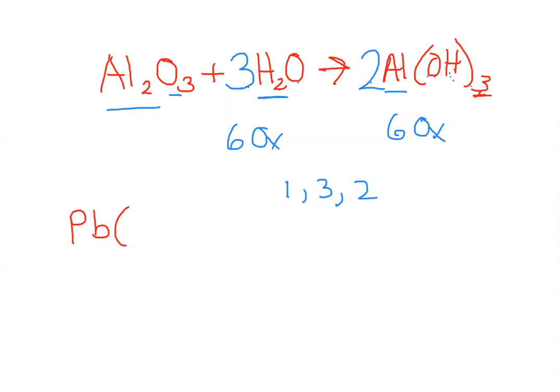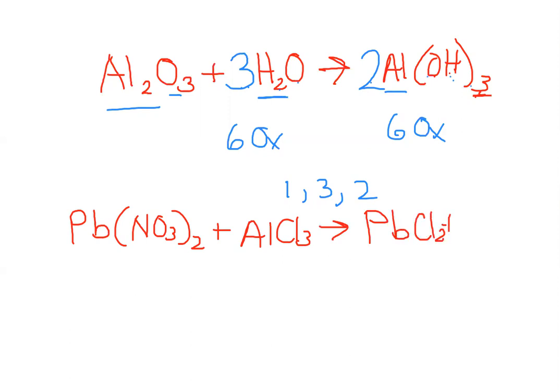Pb(NO3)2 plus AlCl3 yields PbCl2 plus Al(NO3)3. Okay, let me get rid of that. Let's see what we need to do. I'm going to just start at the beginning. Lead and lead, they're already balanced, so I'm not going to worry about that right now, and I'm going to move on to something else.